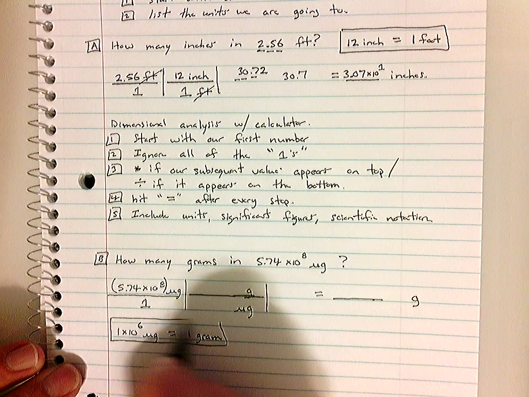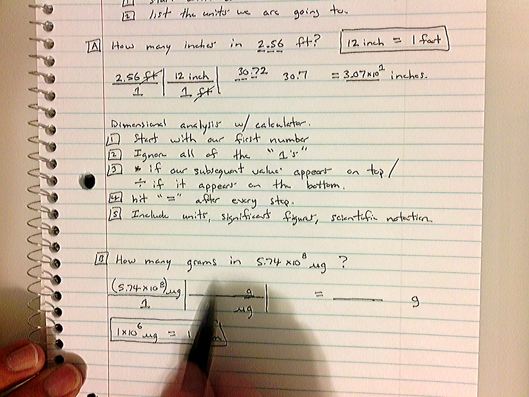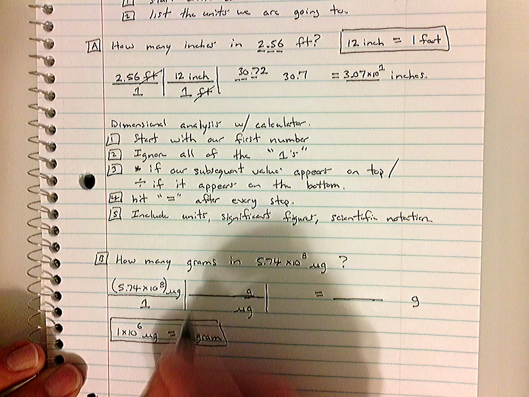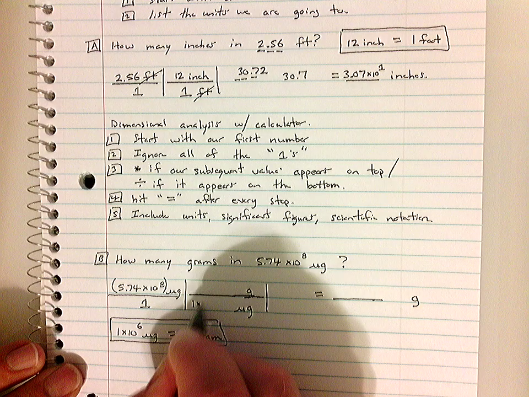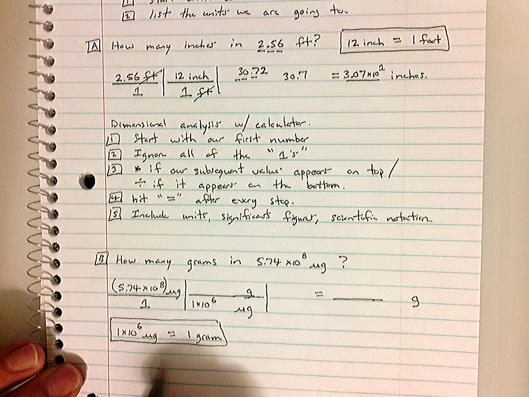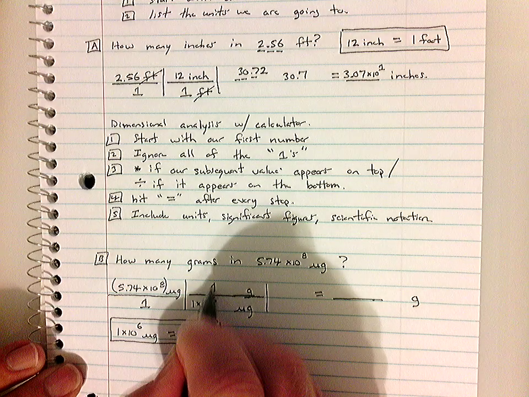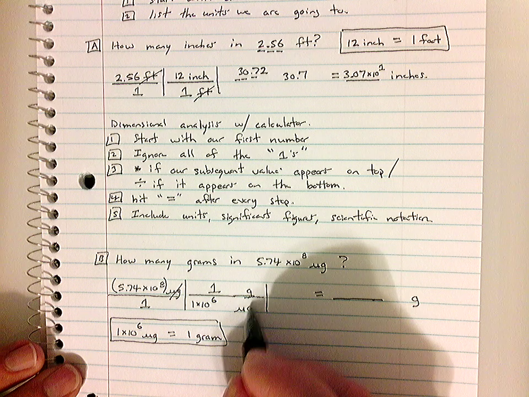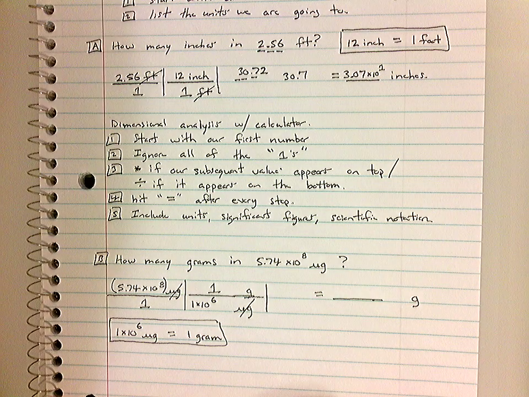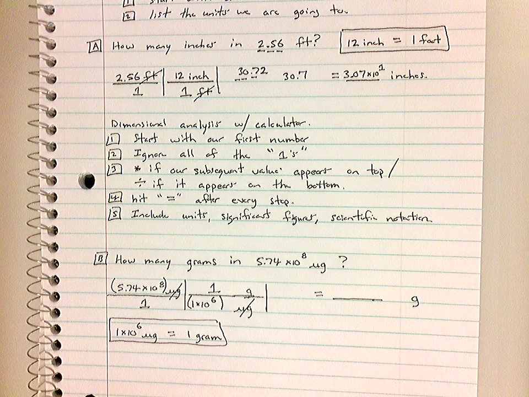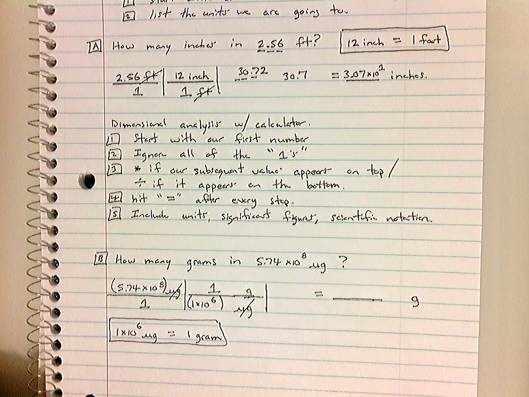So once again, every conversion bar is a complete equality. We're going to place 1 times 10 to the 6th micrograms on the bottom and 1 gram on the top. Micrograms are going to cancel out. I'll also go ahead and put this into parentheses for use on my calculator. At this point, we're ready to run the problem.